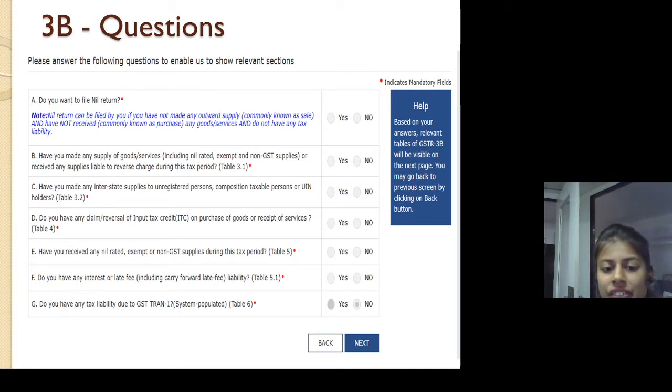Next is, do you have any interest or late fee carry forward liability? See, if you have filed the last return late, automatically for the next return, the late fee will get auto-populated. This tab most probably comes automatically and then you have to go ahead. Do you have any tax liability due to GSTR-1? This is system populated and that will not be edited.